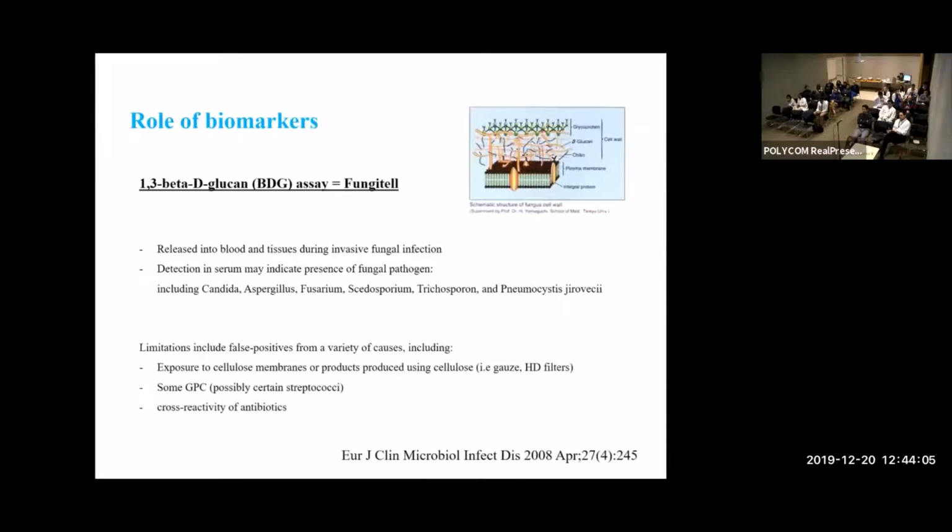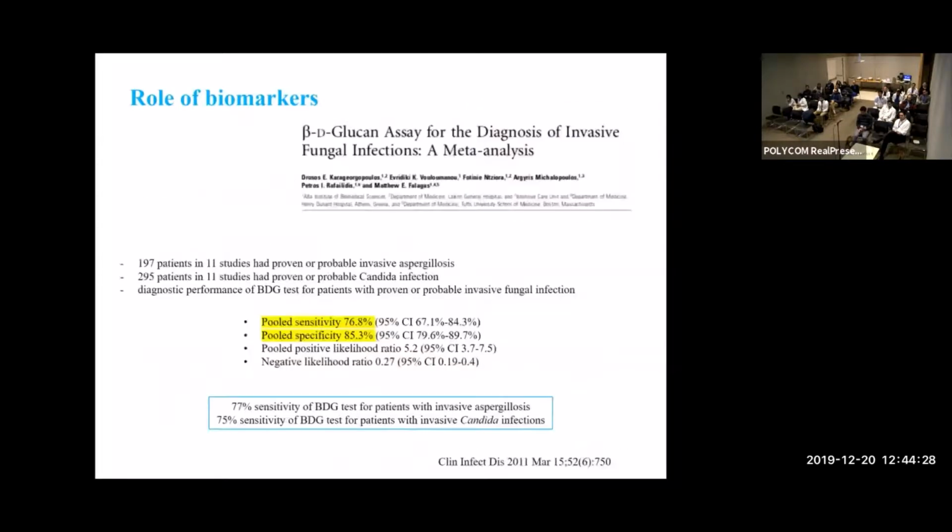The only ones that do not have the beta-D-glucan are Mucorales and Cryptococcus. And also, another thing is that these tests can have a very high rate of false positives, and they cross-react with a lot of things that you wouldn't imagine, like some antibiotics. Even if a patient is on dialysis, the cellulose that the dialysis filters use can cross-react and increase the likelihood of a false positive test.